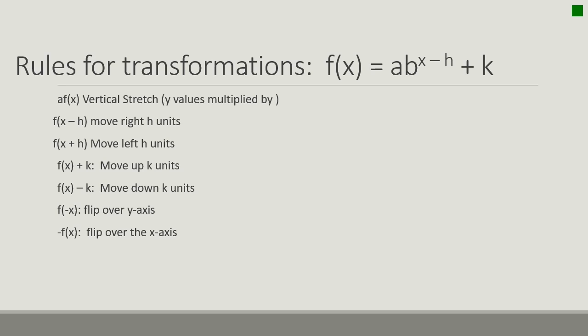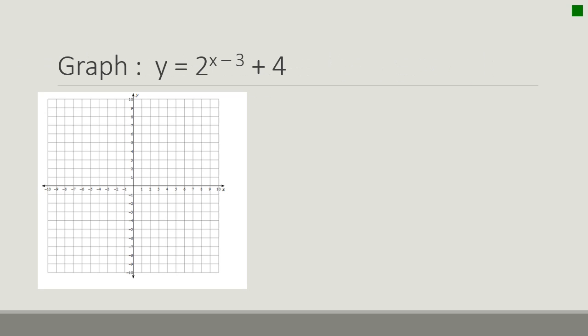So our transformations that we've been studying all year still hold for this. So if A is positive, it's a vertical stretch, and it's going to multiply our y values by A. Okay, our h, we'll move it right or left. If this is minus h, it goes right. If it's plus h, it goes left. Positive k, move it up k units. Minus k, move it down. And then you've got your flips. Okay, same rules that we've had with transformations all along.